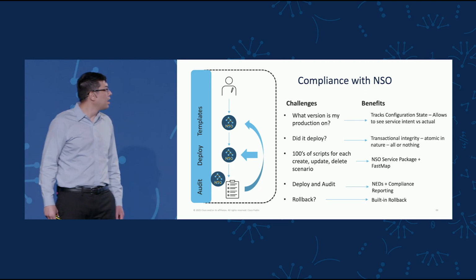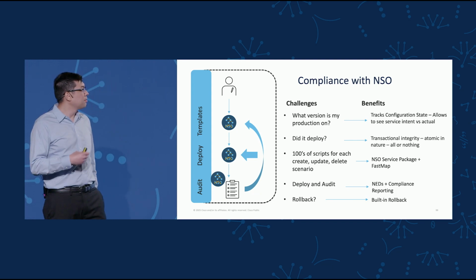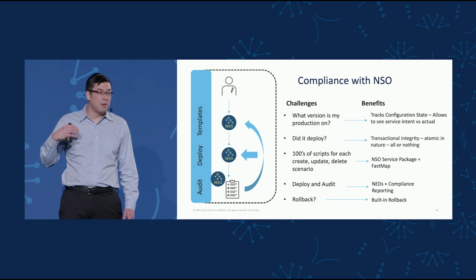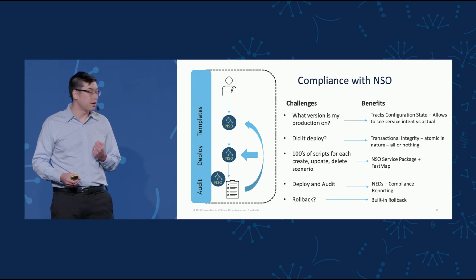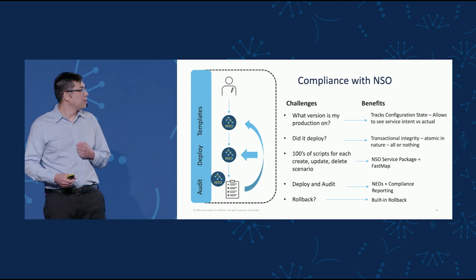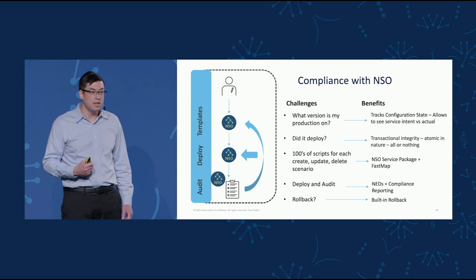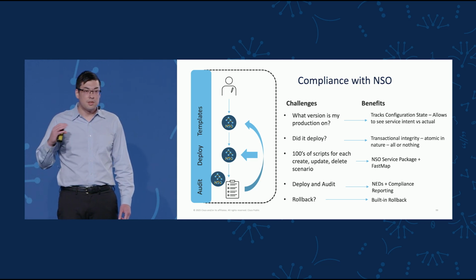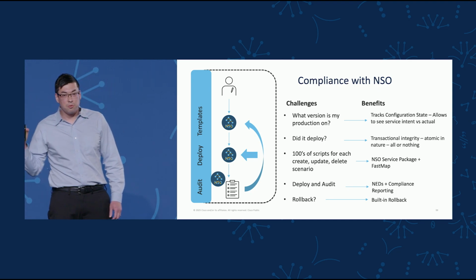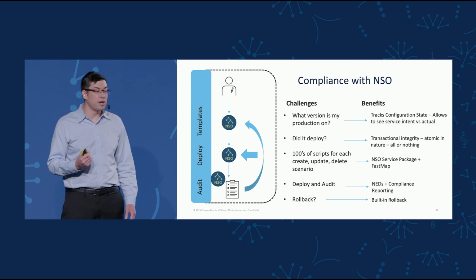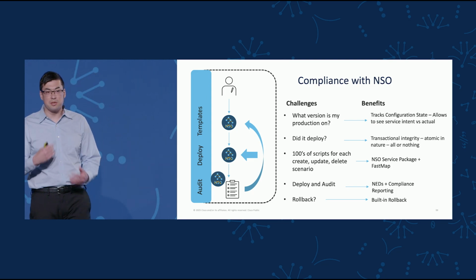So we've found a lot of inherent value when we think of these patterns with just NSO by itself. Being able to track configuration state, my service intent, and comparing what is actually on the network and my actual configuration services. The transactional integrity, that I know when I actually push something, it is indeed in the network. Service packages and FastMap and managing all the lifecycle using CRUD. And then what we're going to be talking about more in depth is compliance reporting and how I can audit a lot of the compliance checks within my network. And then the built-in rollback capabilities.